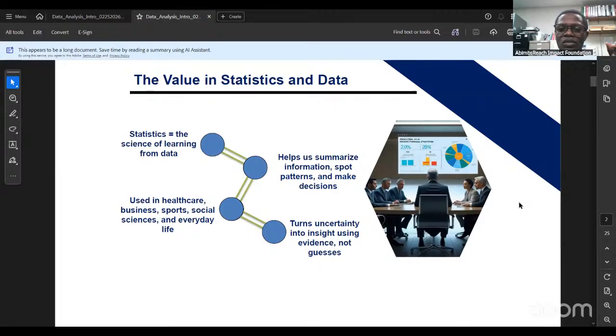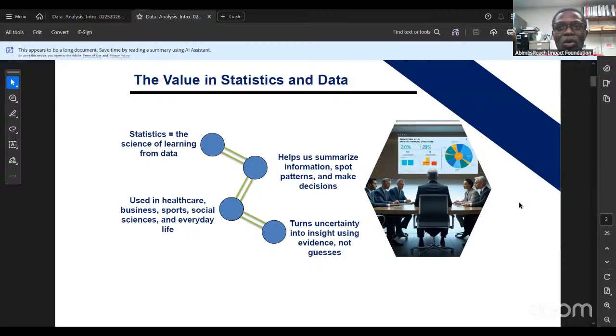And lastly, the value in statistics and data is in how we're able to turn uncertain situations into insight and information. Like I have said, when we have a process that is going on over time and we want to understand how this process works, we generate data from that process, and we're able to understand how the process works.